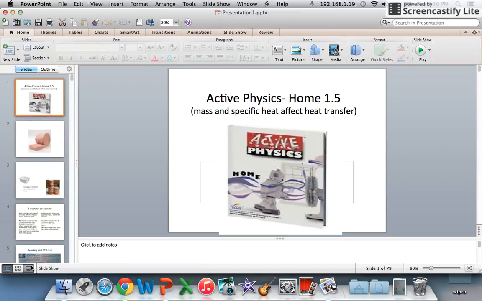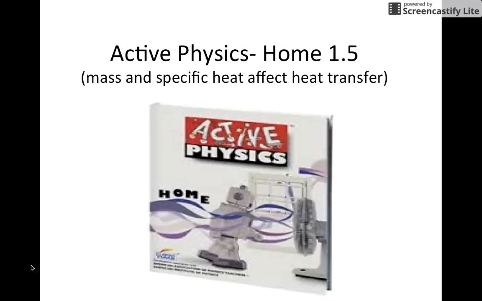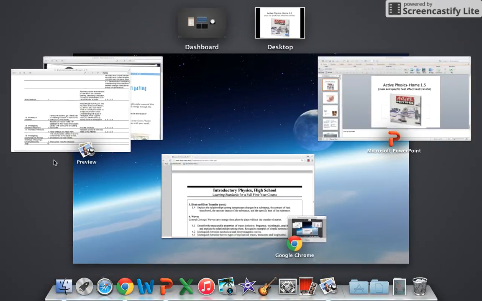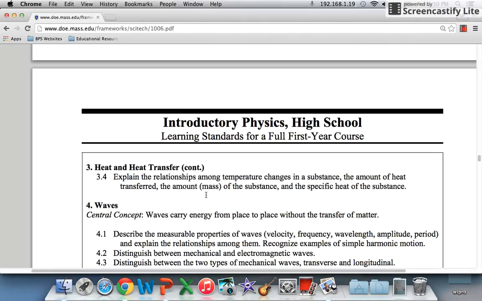All right, welcome back. Now we're going to talk about Active Physics Home Activity 1.5. This is really going to talk about content related to mass and specific heat. How do those affect heat transfer? If we take a look at our standards here, we're going to be talking about the last heat and heat transfer standard 3.4. And this right here is where we're really going to hit the standard in this activity.